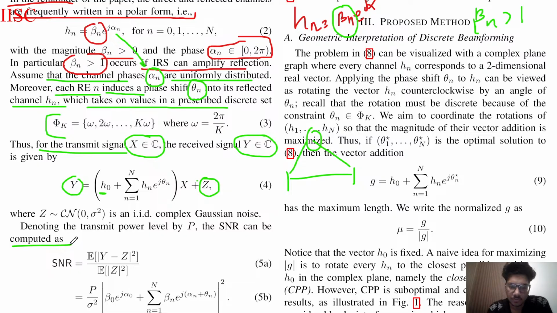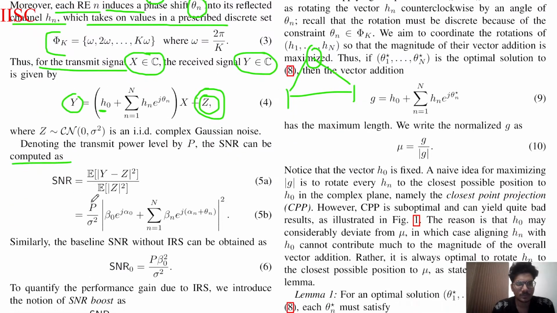An SNR can be computed as signal power divided by noise power. For the signal power, we have to subtract all the noises. This is the baseline SNR.